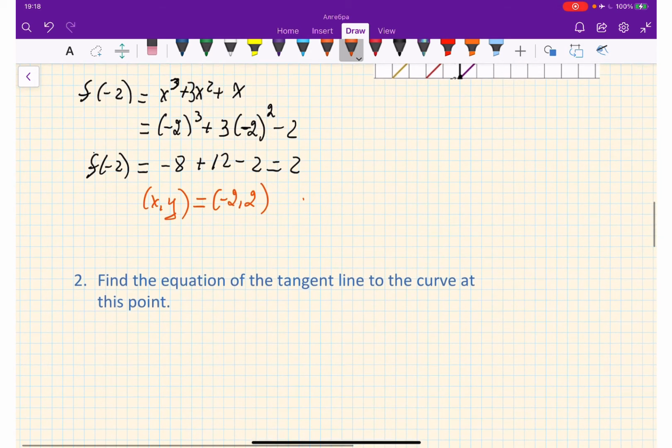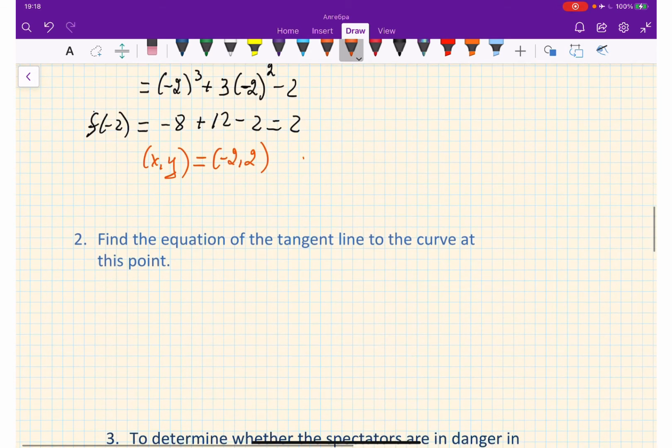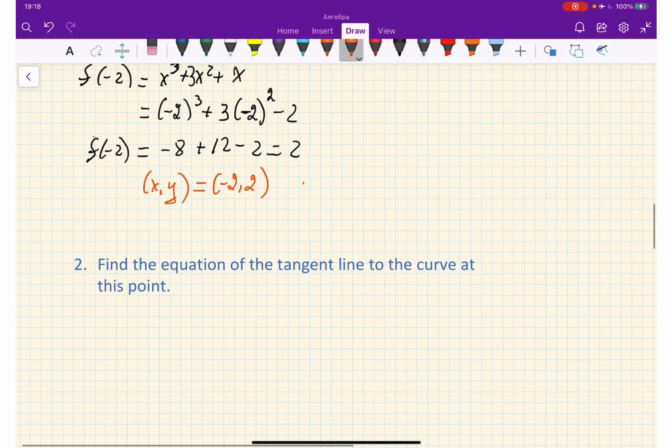Without math, we don't have life. That is very true. Okay, moving to question number 2.